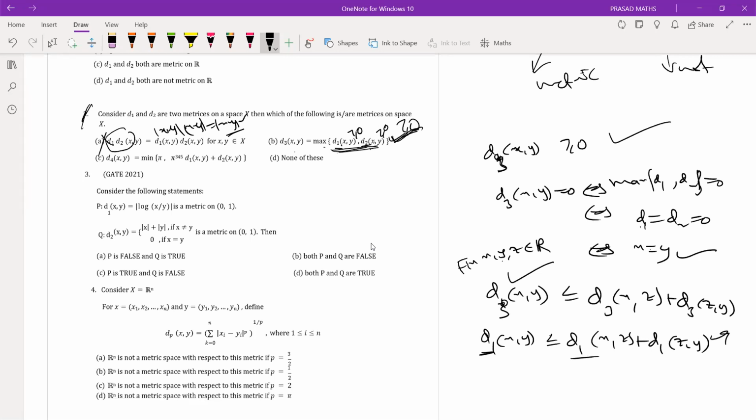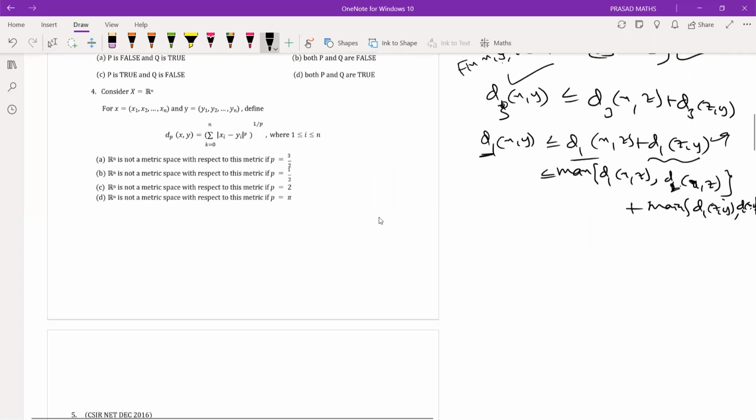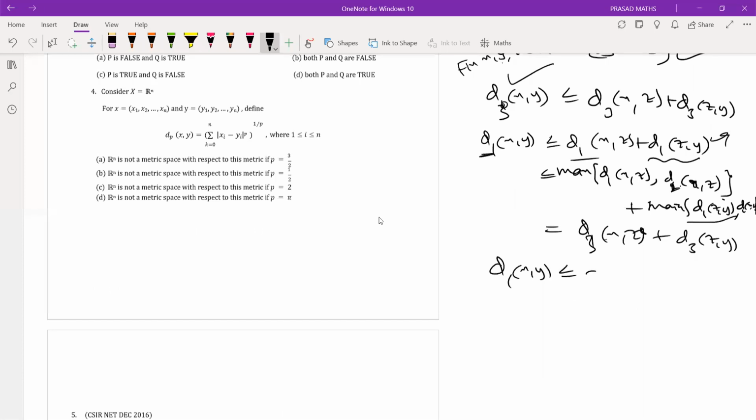So therefore, this d1 is always less than or equal to maximum of d1 of x comma z, d2 of x comma z. Similarly, this is also less than or equal to maximum of d1 of z comma y, d2 of z comma y. So what is this actually? d3 of x comma z. And this is d3 of z comma y. Therefore, d1 of x comma y is less than or equal to d3 of x comma z plus d3 of z comma y.